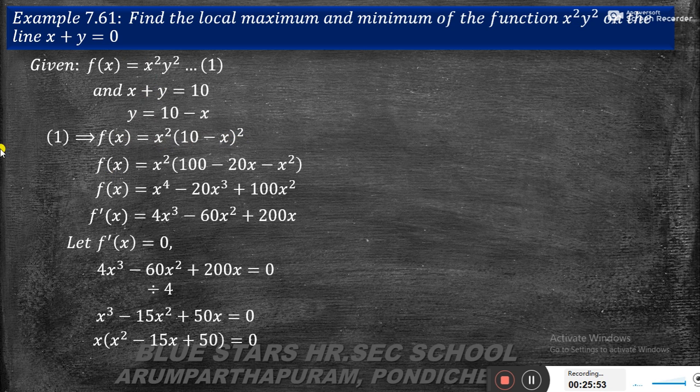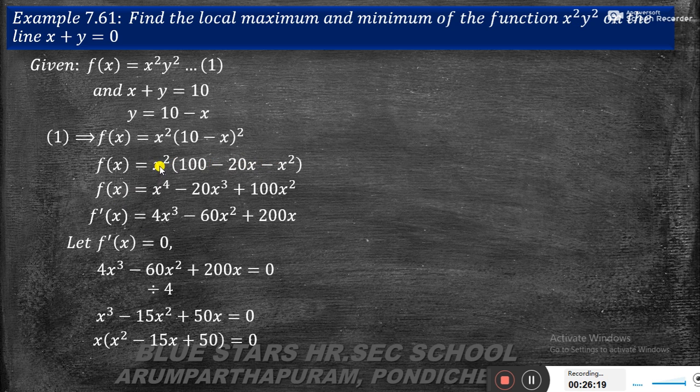So I write f of x equal to x square into, I expand this, (a minus b) whole square, a square minus 2ab plus b square. So a square means 10 square, that is 100, minus 2 into ab, so 2 into 10 into x, minus 20x, plus b square. Here plus will come, plus b square means plus x square. So f of x equals x square into (100 minus 20x plus x square).